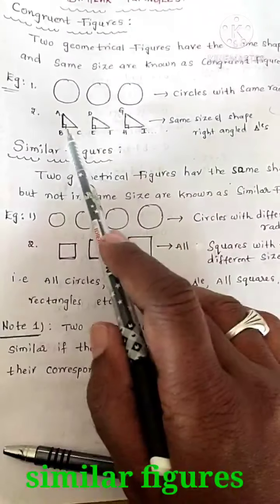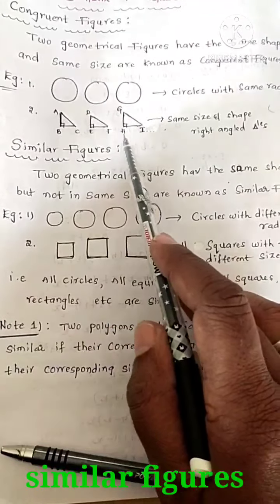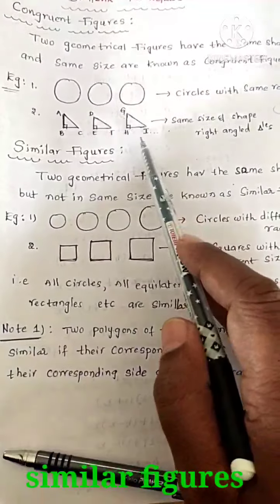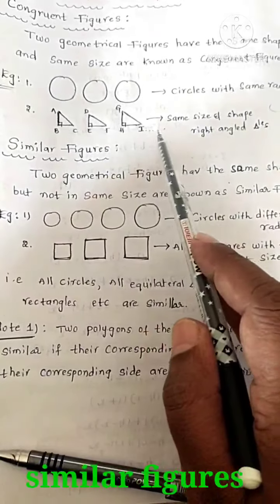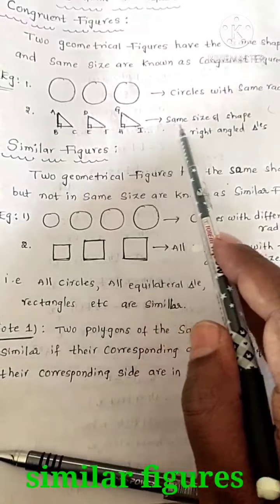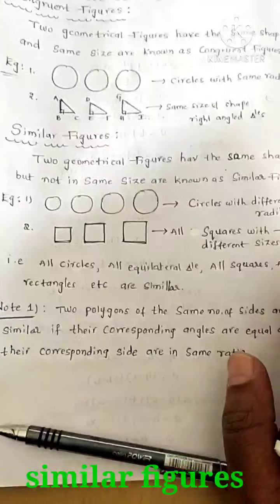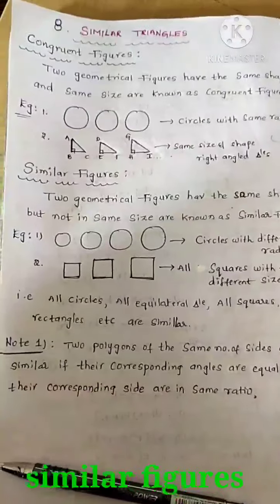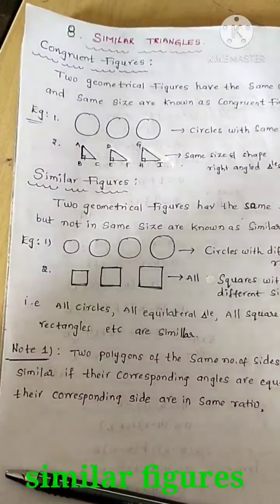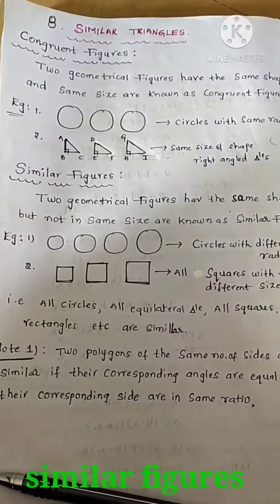Next, observe the right angle triangles ABC, DEF and GHI. All look like right angle triangles with the same size. Shape is the same, size is the same. Therefore, these are also congruent figures. Now next, observe one question. Two mathematics textbooks of 10th class are compulsorily also congruent figures.